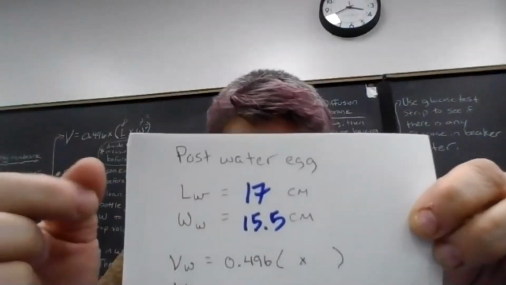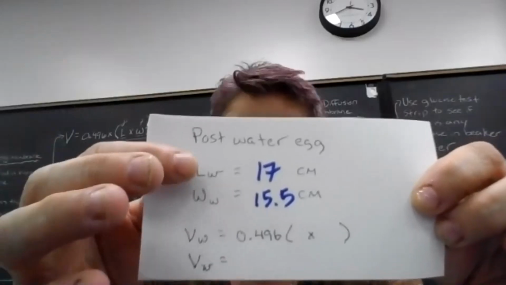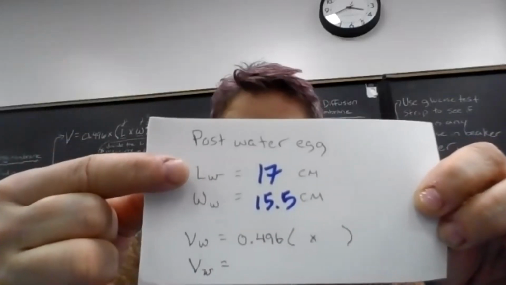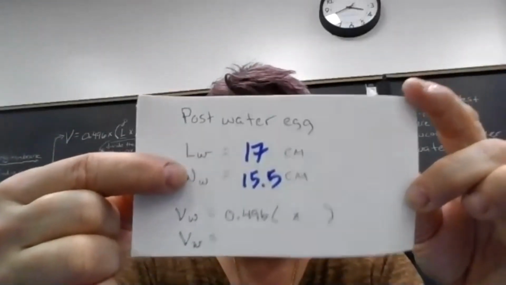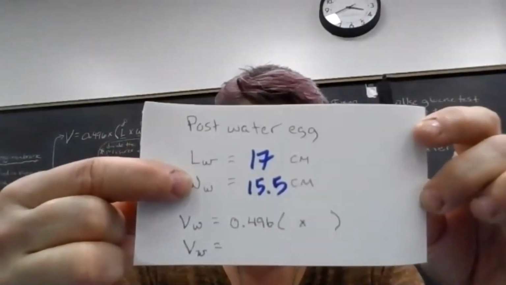Okay, this is the water. See the little subscript W? Okay, I knew those numbers sounded bad. After soaking in water, the length was 17 centimeters. After soaking in water, the width was 15 and a half centimeters.